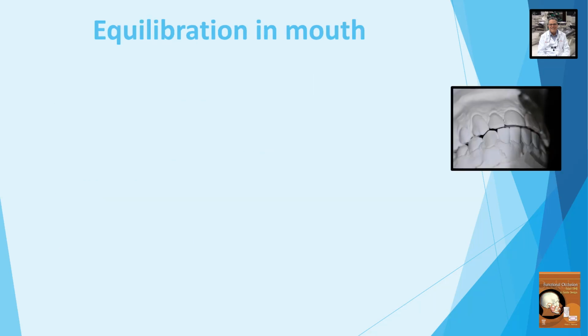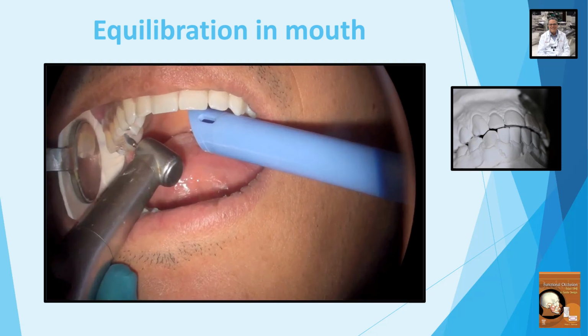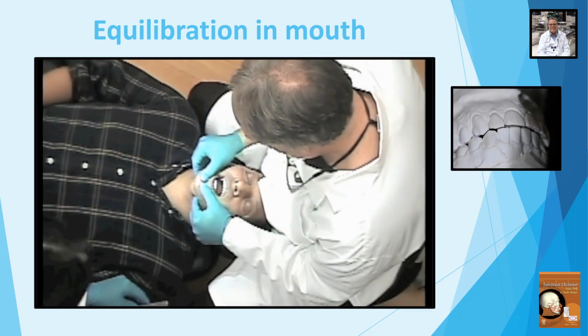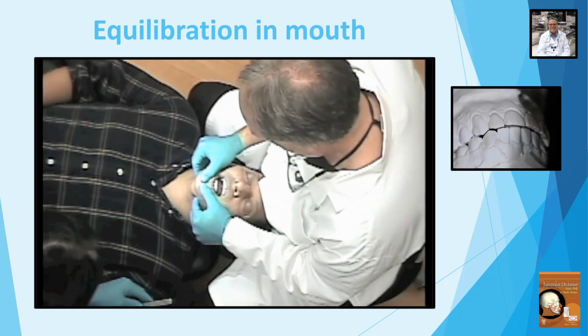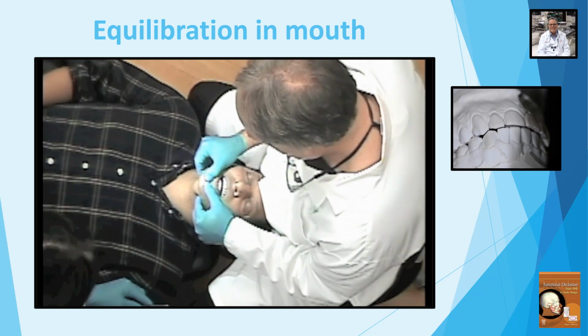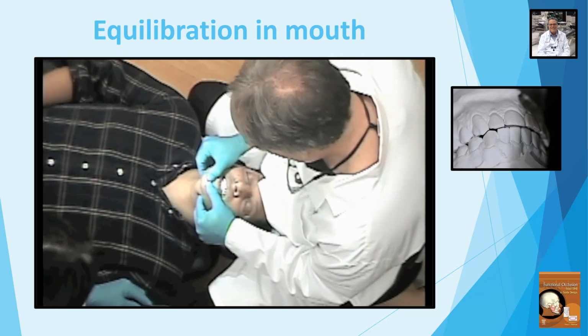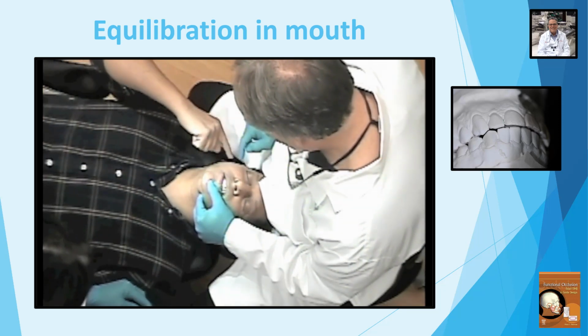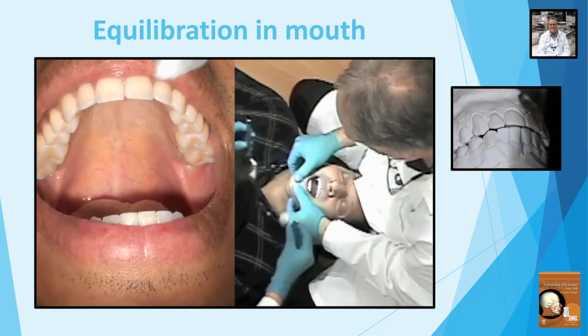Here's an example of an equilibration in the mouth. You see there is a small CO-MI discrepancy with a little opening in the anterior, as the models show to the right. And this is Dr. Cranham. And you notice he's using what's called bimanual manipulation in order to allow that condyle to go into its most seated position. Then he's using his hands to hold it and load test it.